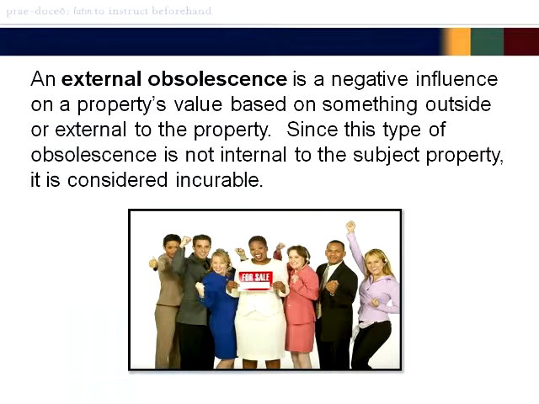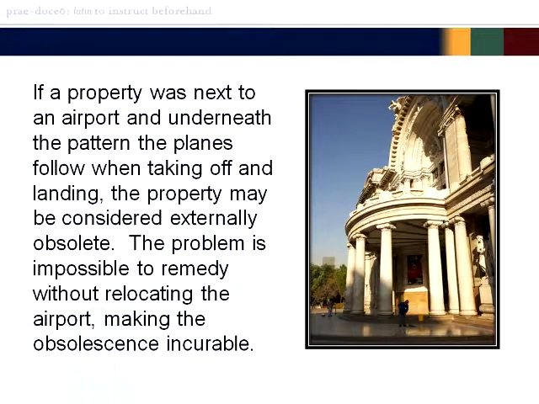An external obsolescence is a negative influence on a property's value because of something outside or external to the property. Since this type of obsolescence is not internal to the subject property, it is considered incurable. If a property was next to an airport or underneath the pattern the planes follow when taking off and landing, the property may be considered externally obsolete. The problem is impossible to remedy without relocating the airport, making the obsolescence incurable.